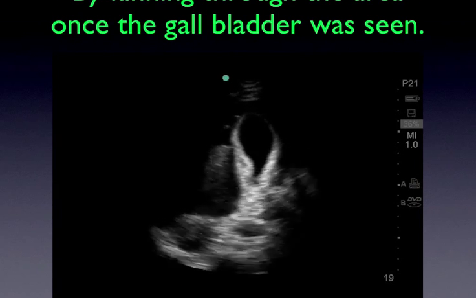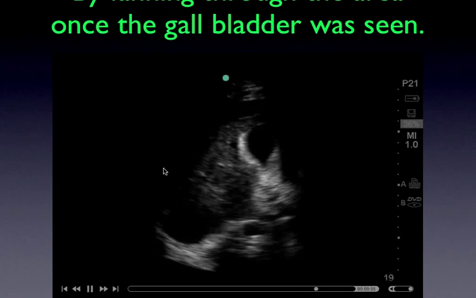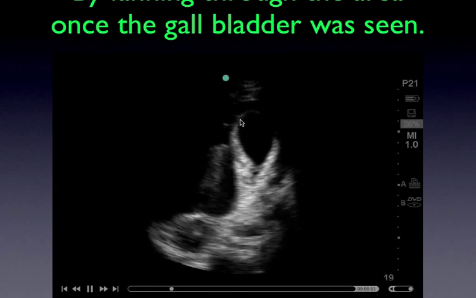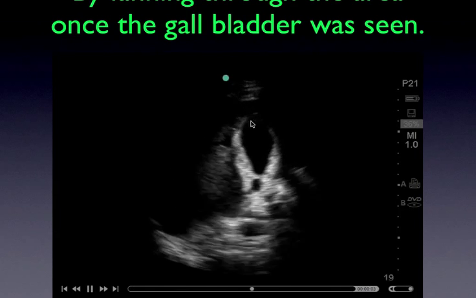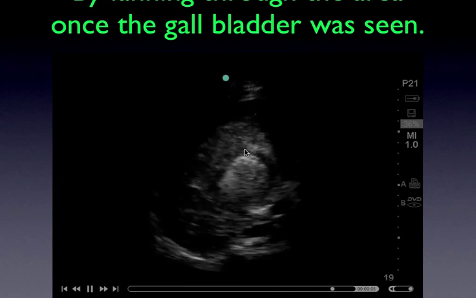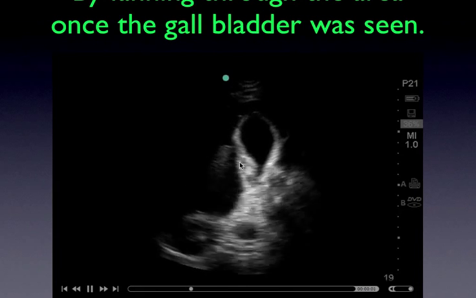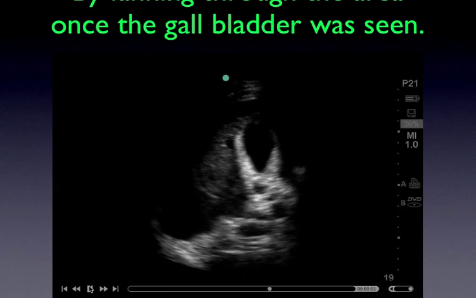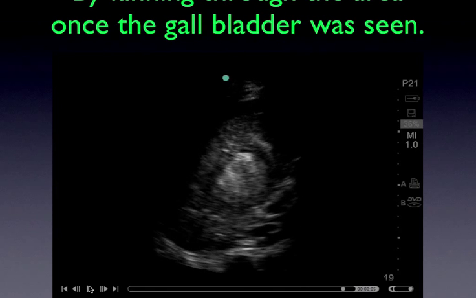So here's the ultrasound of the gallbladder. Here's the gallbladder here. The walls are somewhat thicker than normal, as we'll find out, but as we fan through the gallbladder, we can see that at a certain point, the mass appears. And there it is. That's the mass in the liver.